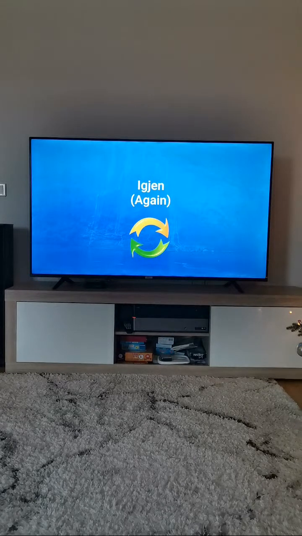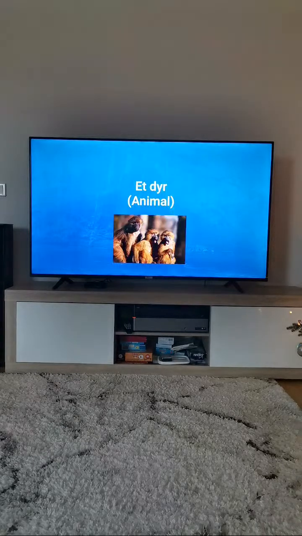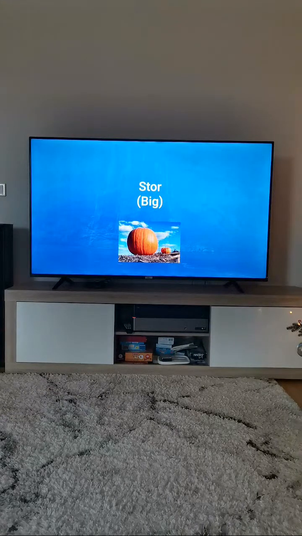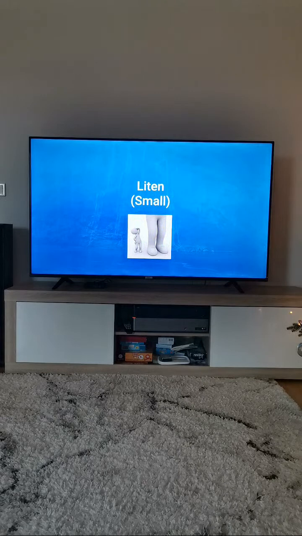Igjen. Aldri. Alltid. Veldig. Et dyr. Stor. Liten. Små.